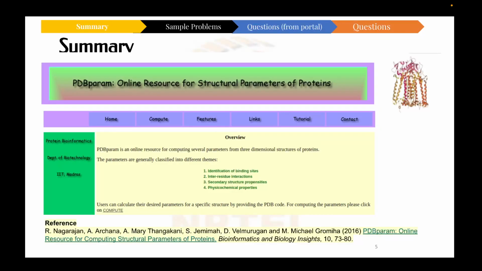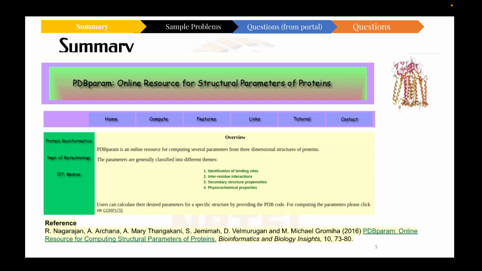In the last class, we also had an introduction to PDBparam, like a demo. Here the PDBparam server provides a comprehensive set of structure-based features derived from protein three-dimensional structures. These features are grouped into four main categories: physiochemical properties, inter-residue interactions, secondary structure propensities, and identification of binding sites in the protein complexes.